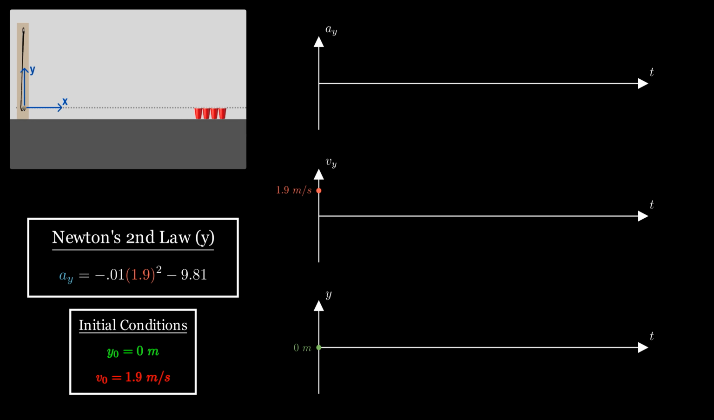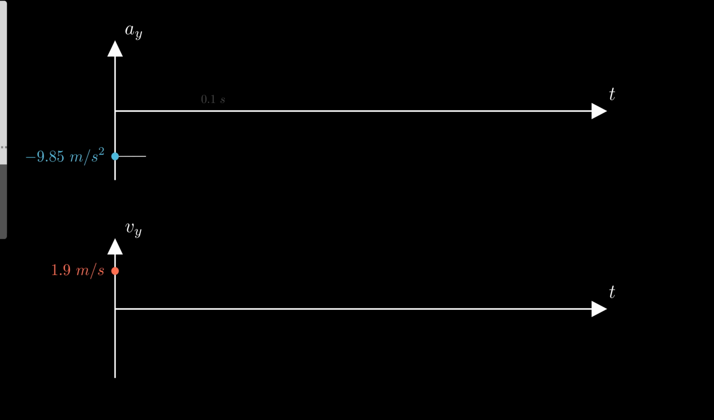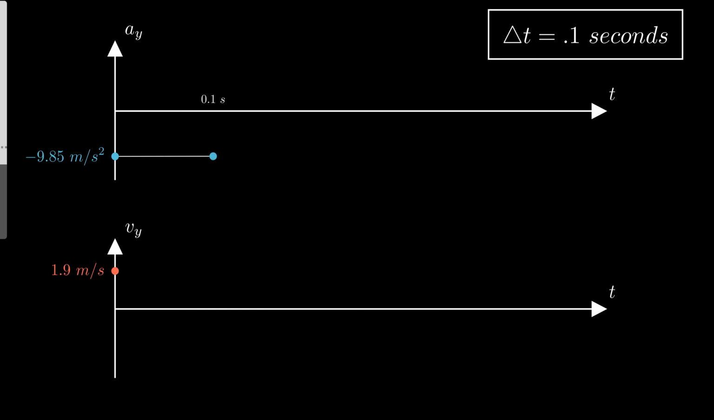Plugging that value into our equation, we get the initial vertical acceleration to be negative 9.85 meters per second squared. Next, we'll assume the ball accelerates at this constant rate for a short period of time, let's say 0.1 seconds. Later, we'll check that this time step is small enough to minimize the numerical error. Next, since we know that the acceleration is the rate at which the velocity is changing with respect to time, we know that the integral of the acceleration, aka the area under this acceleration step, is the change in velocity, which comes out to a decrease of 0.98 meters per second, which we can then subtract from the initial velocity to get the next velocity value.